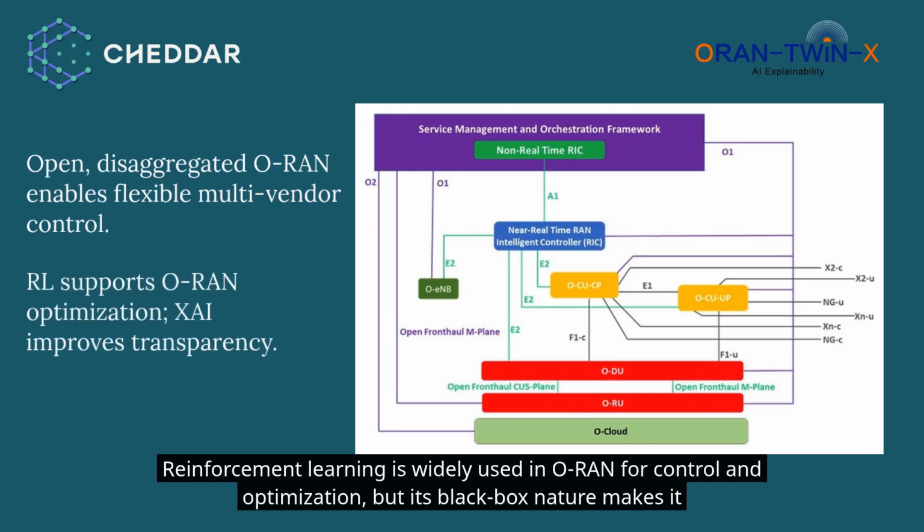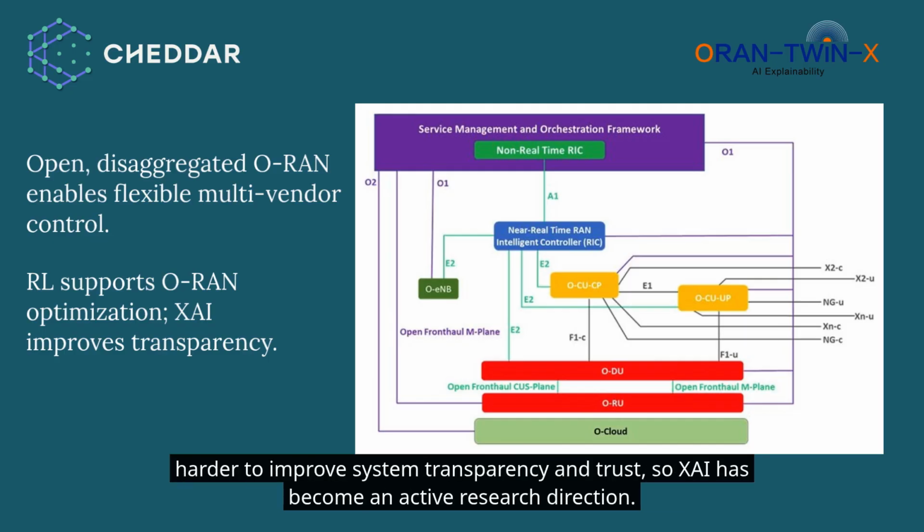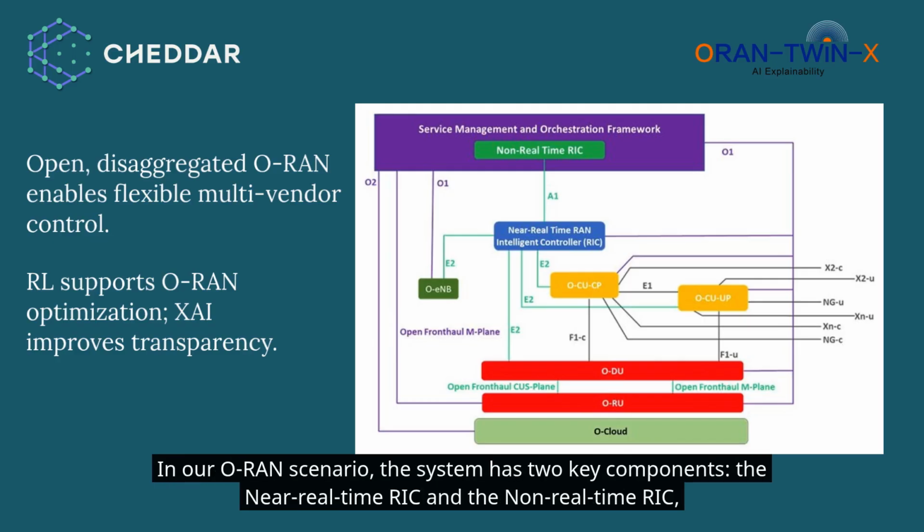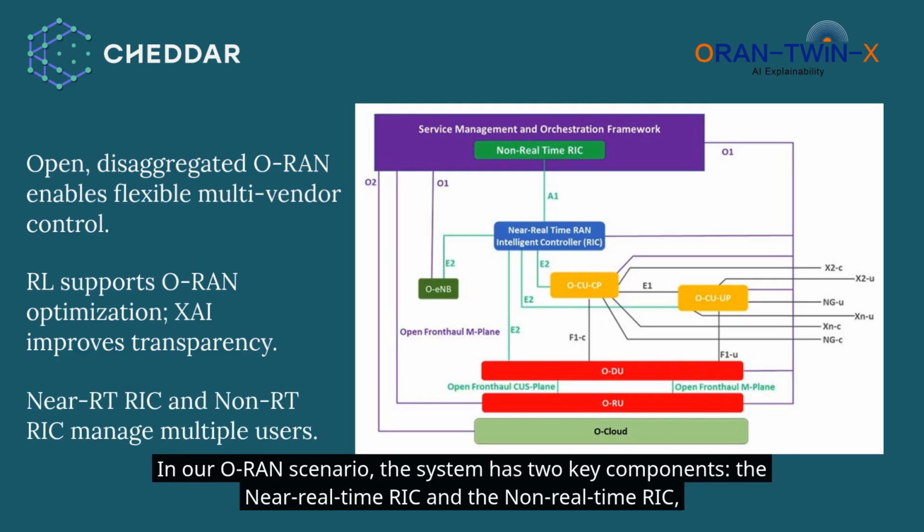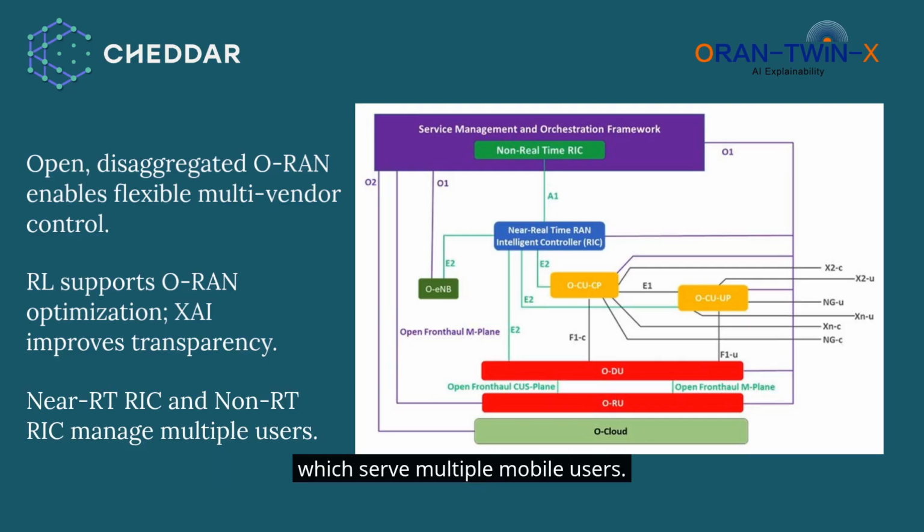Reinforcement learning is widely used in Oran for control and optimization. But its black box nature makes it harder to improve system transparency and trust, so xAI has become an active research direction. In our Oran scenario, the system has 2 key components, the near real-time RIC and the non-real-time RIC, which serve multiple mobile users.